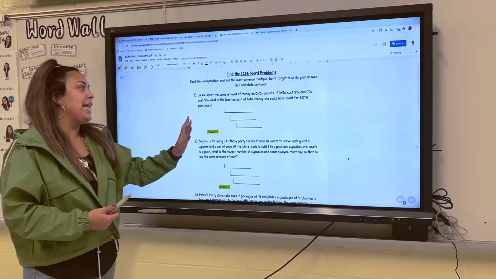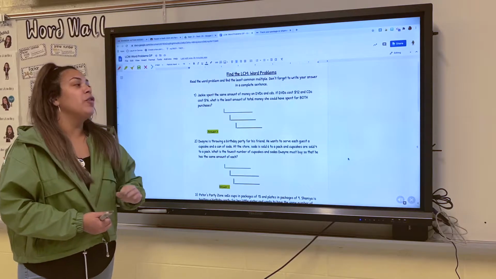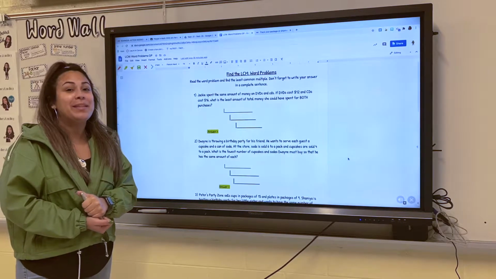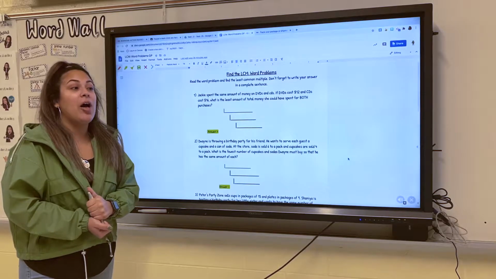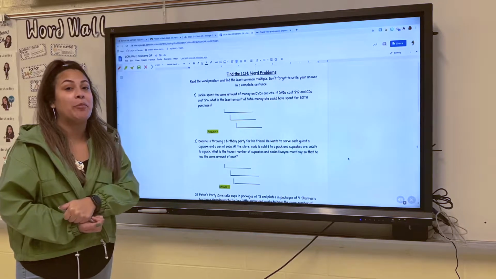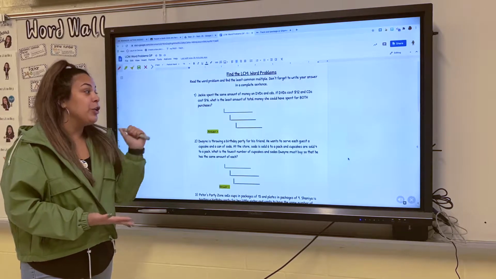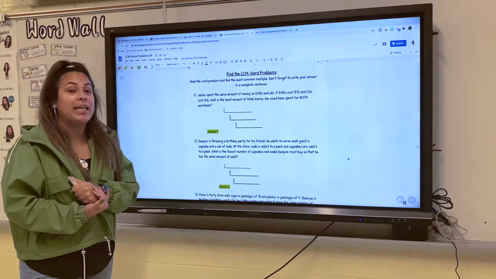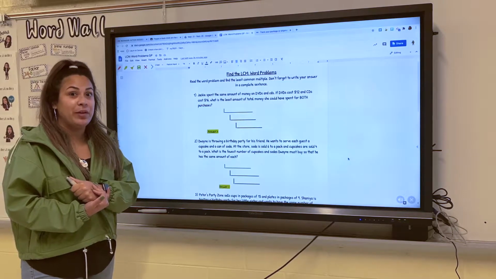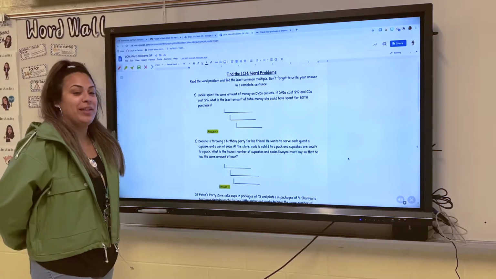So let's get started. It says, read the word problem and find the least common multiple. Don't forget to write your answer in a complete sentence. A lot of y'all did not do this, especially on your homework, and had to take points off last week. So make sure you write your answer in a complete sentence. That is very important for me, okay?